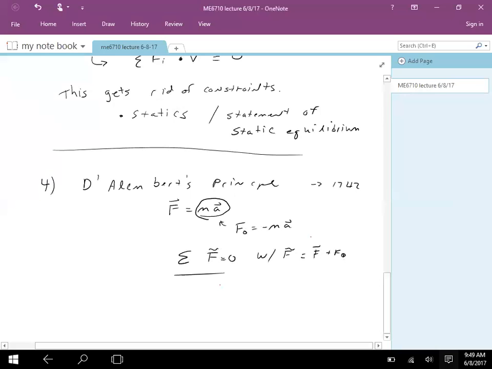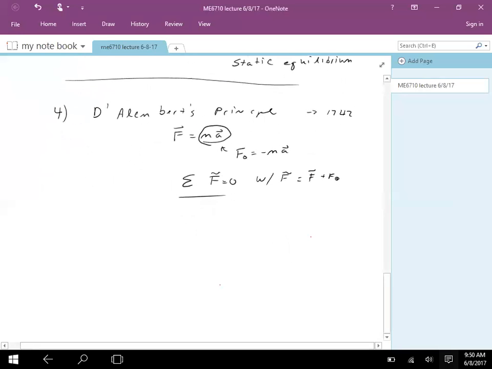So now D'Alembert kind of made dynamics look like statics, right? Sum of forces equals 0. That looks like a statics problem, but the inertial effects are now accounted for as a dynamic force. Seems kind of trivial, but these are building blocks, okay?